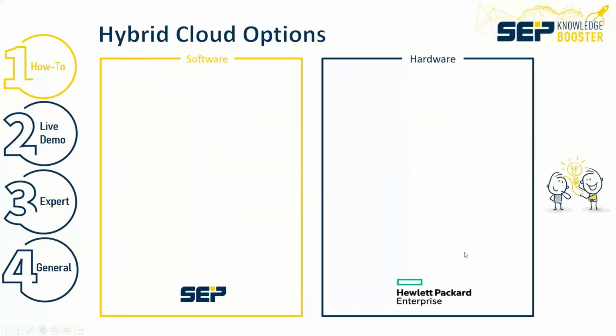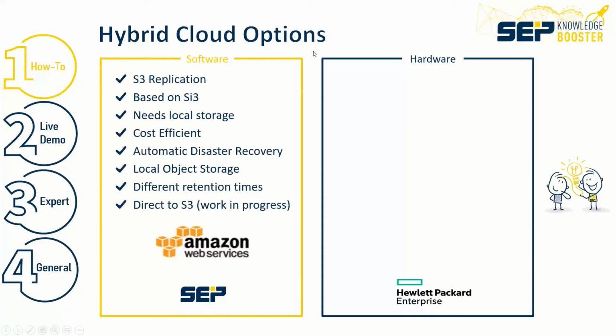Now let's talk about the cloud options of these both possibilities. And you will see that they are pretty similar, to be honest. We have the possibility with the software to do a replication to S3. It's based on our own deduplication algorithm then. However, it needs some local storage. You first have to back up your data in deduplicated format onto your local storage and then replicate it to the cloud. The replication into the cloud to S3 is very cost efficient.